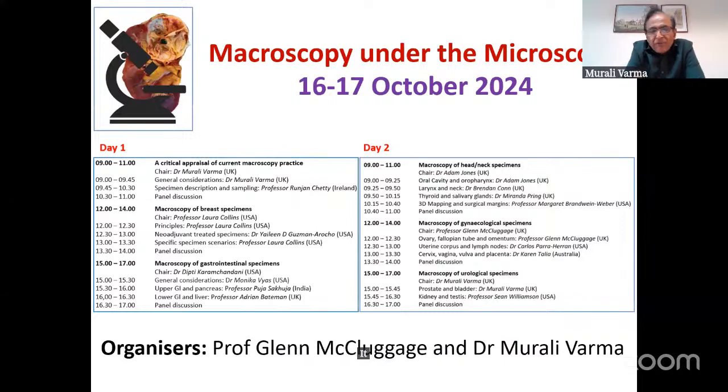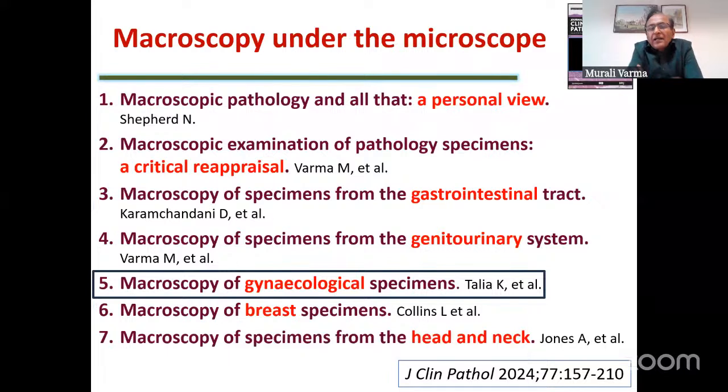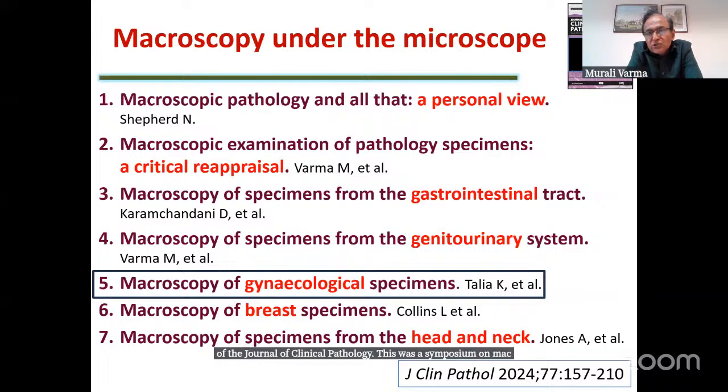It's a part of a series of webinars. There are 6 webinars in total, and this is the 5th in the series. The basis of these webinars is a series of papers published in the March 24 issue of the Journal of Clinical Pathology. This was a symposium on macroscopy under the microscope, focusing on macroscopy issues. I'm delighted to let you know that all these papers in the symposium have now been made open access, so you will be able to access them without requiring a subscription.